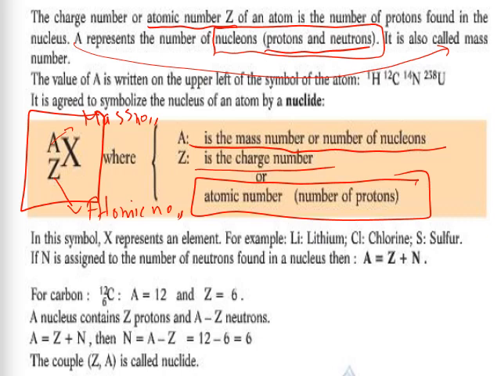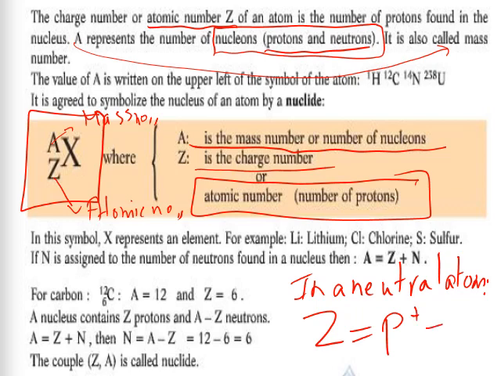So you have to know, in a neutral atom, you have to write this statement always whenever you do an exercise: in a neutral atom, Z is equal to P, the number of protons, which is equal to E, the number of electrons. You have to know that A is equal to Z plus N. A is the mass number, Z is the atomic number, N is the number of neutrons.